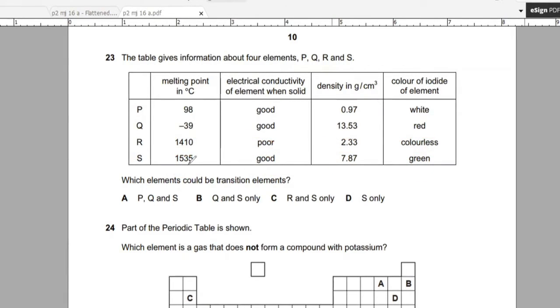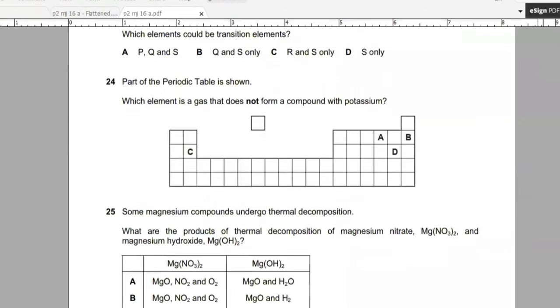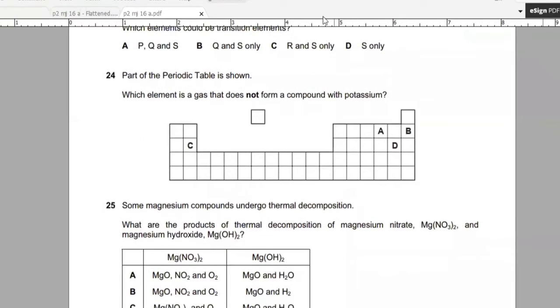So as the melting point is high, S is going to be the transition element. As a metal, it conducts electricity, and its density is also high, and transition elements are always colorful elements. They are also known as colored or complex elements. That is why all 4 statements match up with S. So the answer is S only. So what is the option? D option, S only. 24, a part of the periodic table is shown.